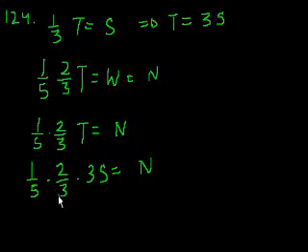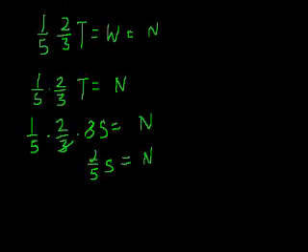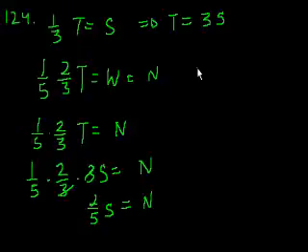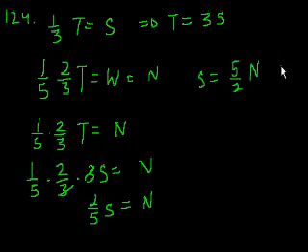See, 3 cancels out, 3 divided by 3. So you have 2/5 s is equal to n. Let me just write it up here. So multiply both sides by 5/2. You have s is equal to 5/2 n. And that is choice D.